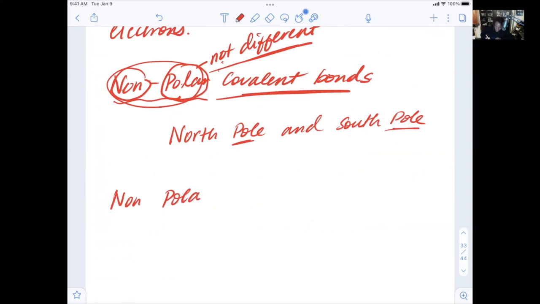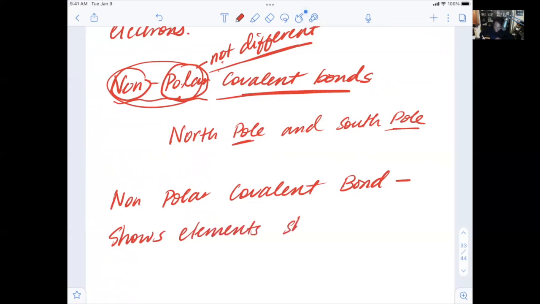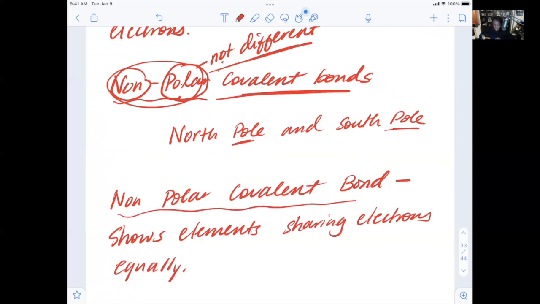Non-polar covalent bond shows elements sharing electrons equally. Okay, so I did all this just to define what nonpolar was, right? And then to tell you that in a nonpolar covalent bond, the elements sharing the electrons share it equally, and the opposite of equally is not equal.